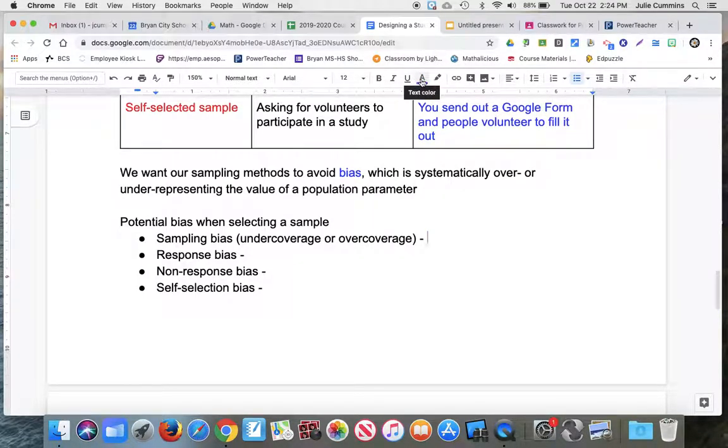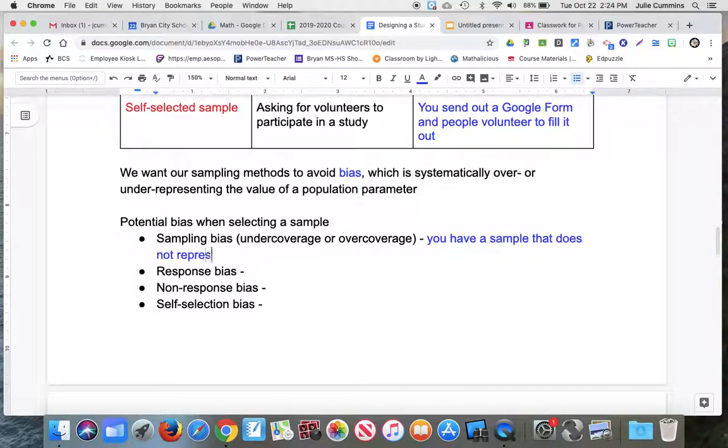First one is sampling bias. This is just anytime you have a sample that does not represent the population well. So if you are trying to do your project and you want to know what people in Bryan think about stricter gun laws, if you only ask students, that does not represent your population. Students don't represent everyone in the Bryan community. So that would be a sampling bias. You're over-covering teenagers and under-covering adults in the population.